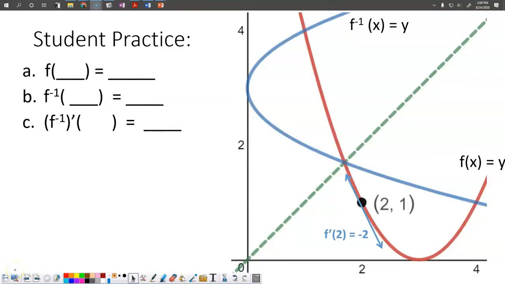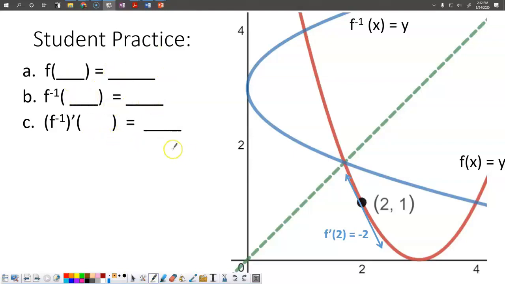Okay, this problem is pretty much like the others. We have the red graph is f. We have the blue one is f inverse. I've given you the point 2,1 on f. And I've told you the slope of f at x equals 2. So I want you to fill in as many of these blanks as you can. And I think you guys are going to be able to fill this in okay without any problems at all.